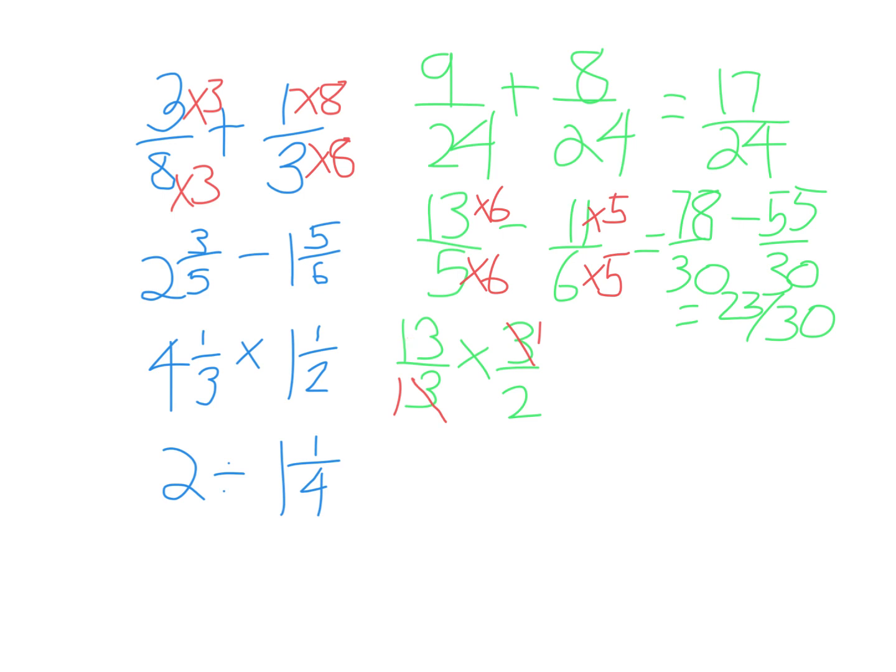So I've got 13 times 1 is 13, and 1 times 2 is 2. This is 13 over 2, or 6 1/2. 2 goes into 13 6 times, remainder 1.